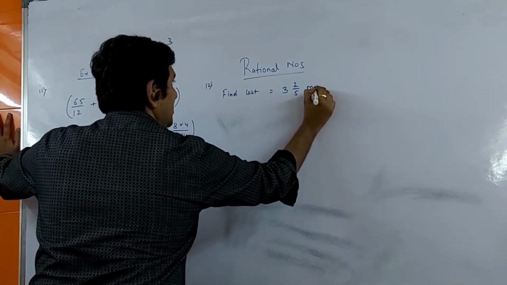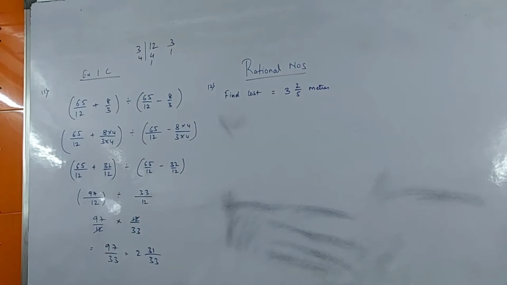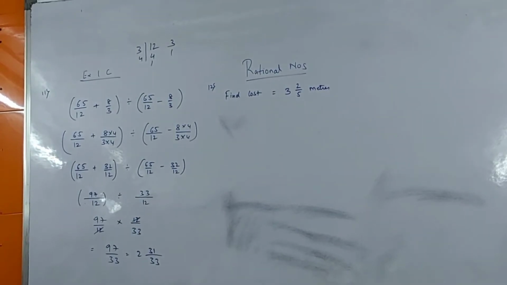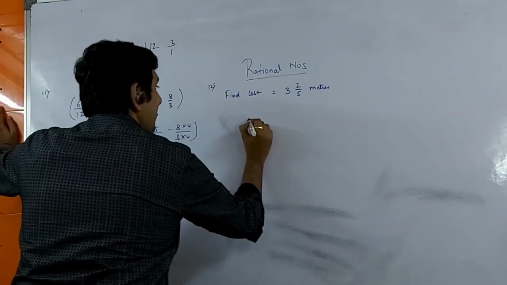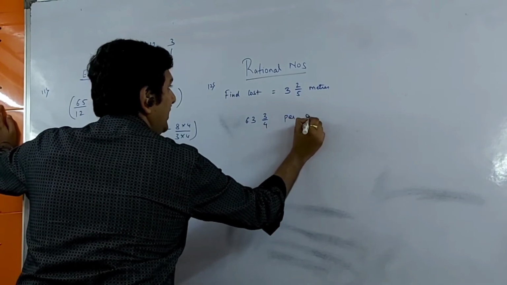3 2/5 meters of cloth. We have to find the cost of this, where they have given us the information that this same cloth is available for 63 3/4 per meter.